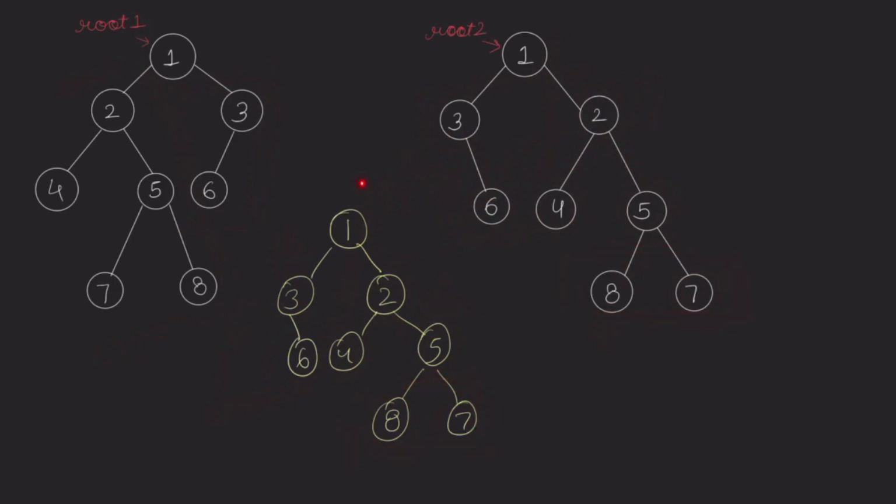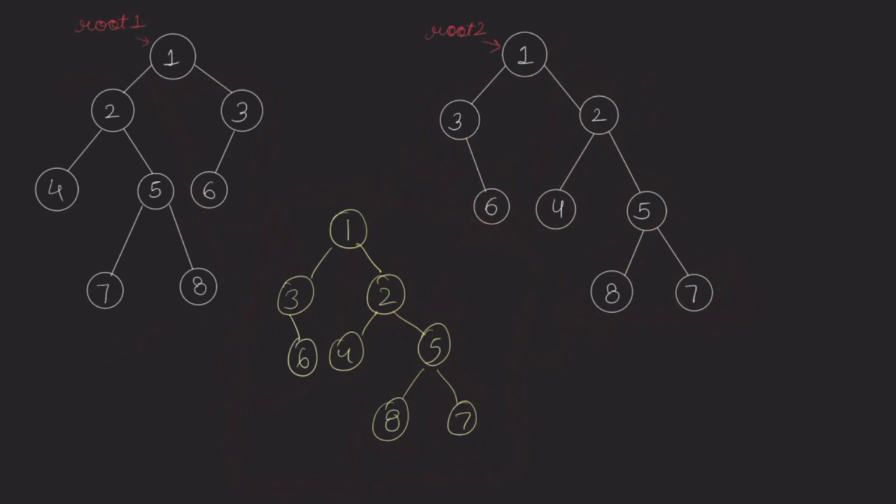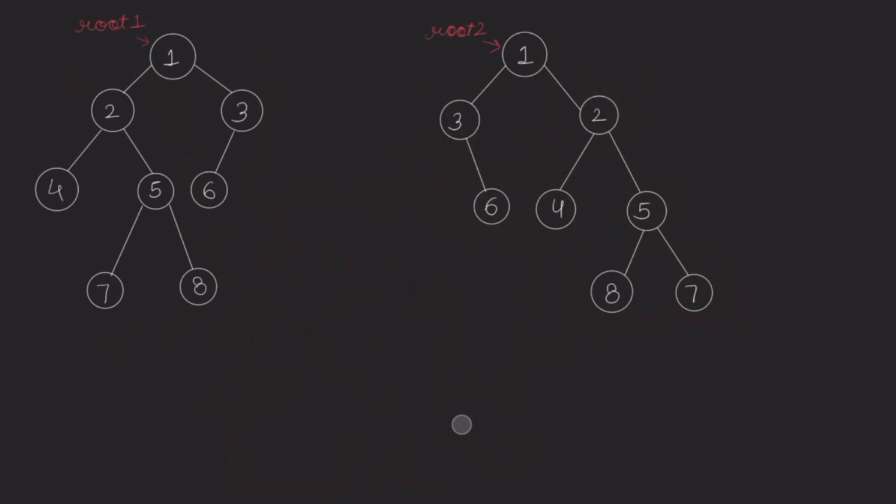Yes. So now you can see that the entire tree has become equivalent to this binary tree. So in this case, we can say that yes, these two binary trees are flip equivalent, right? So now how are we going to approach this problem?